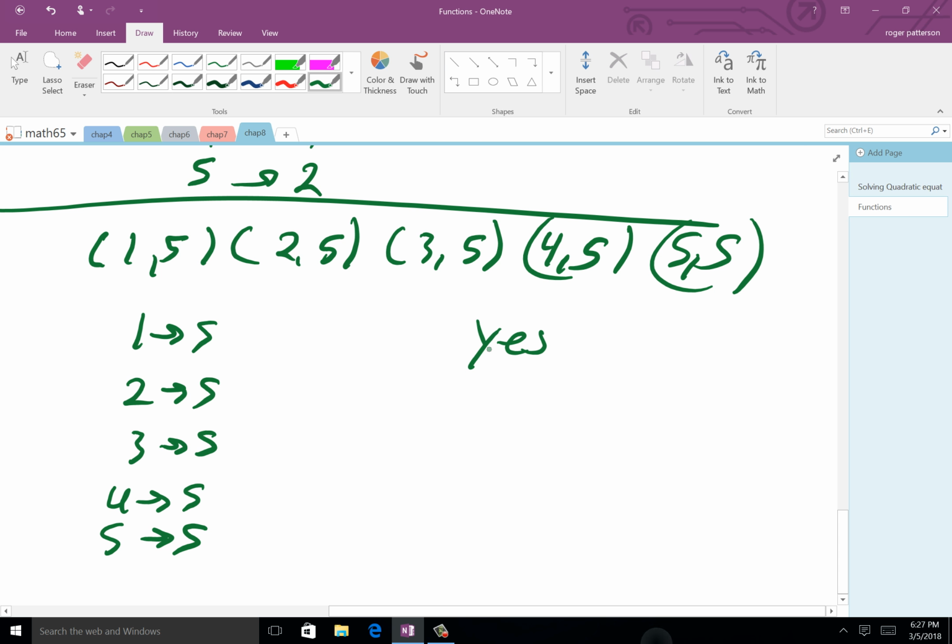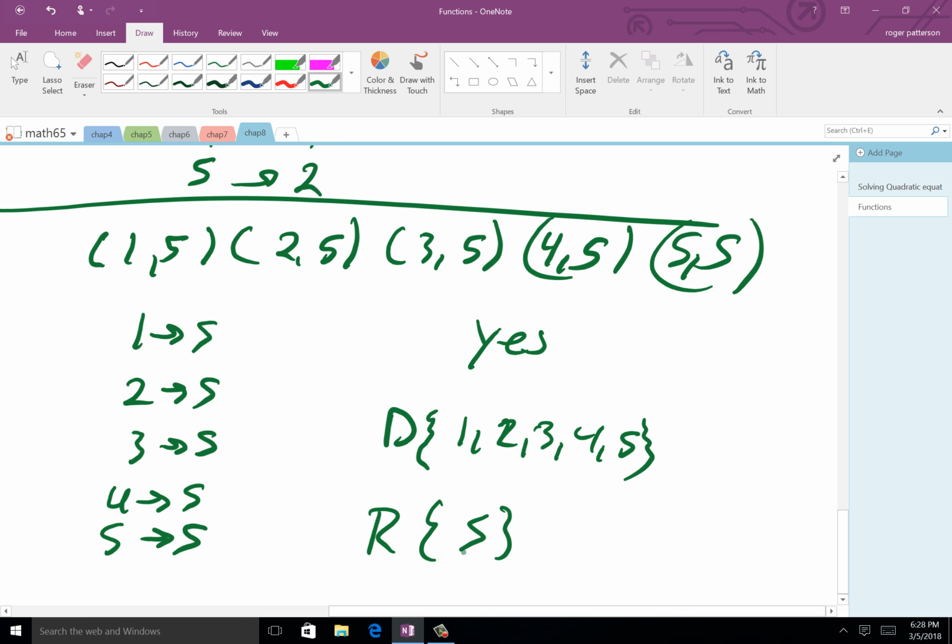Okay, so the domain for this, what's the domain? 1, 2, 3, 4, 5. Yep, good job. 1, 2, 3, 4, 5. And what's the range? 5. You should put 5. You don't put it down. Yeah, it's the same thing. Okay.